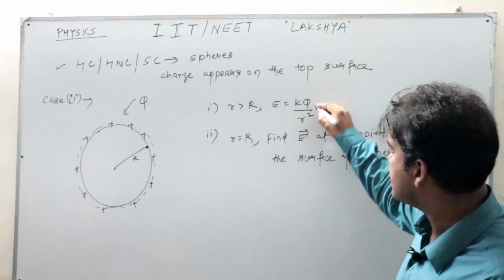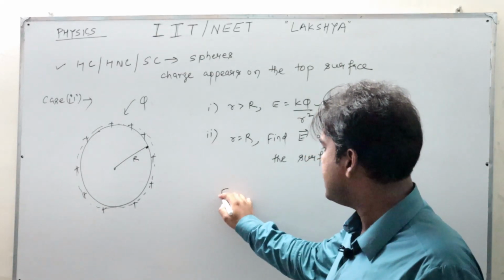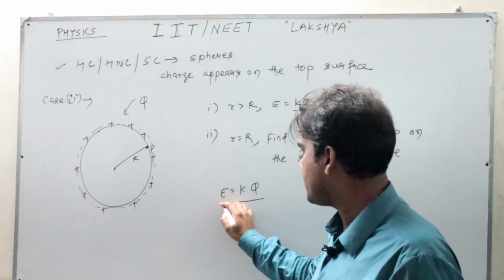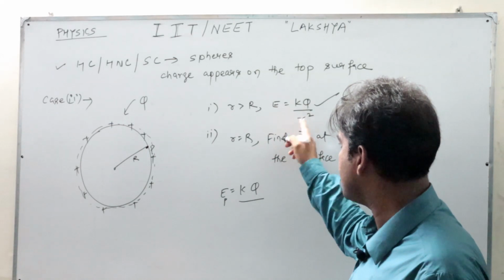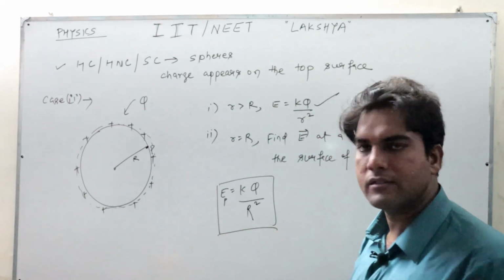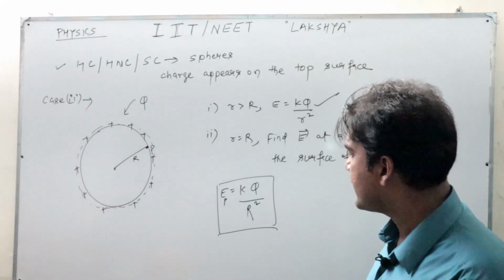Or you can directly substitute in this formula. Let us say this is that point, so E at P is equal to kq by r square. When r becomes equal to R, it becomes kq by capital R square. So that's the formula, kq by R square.